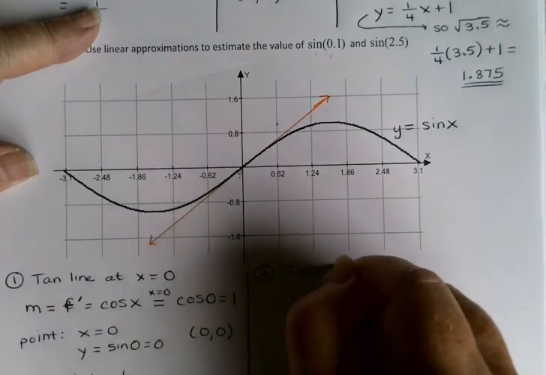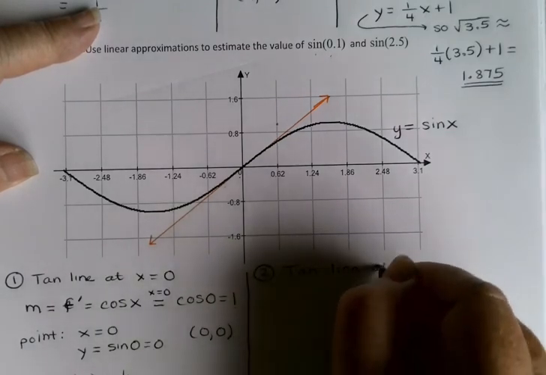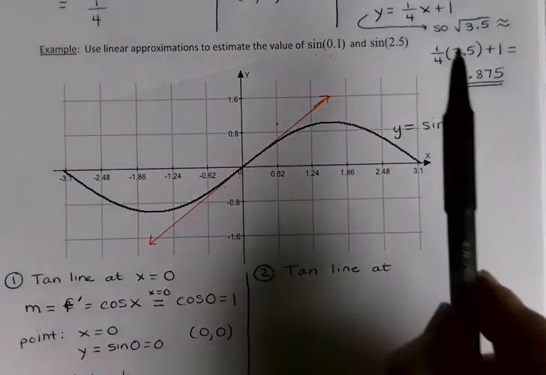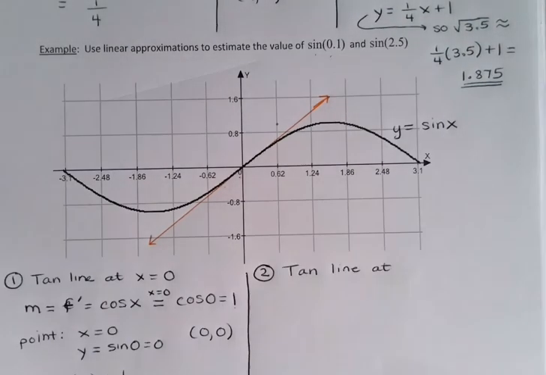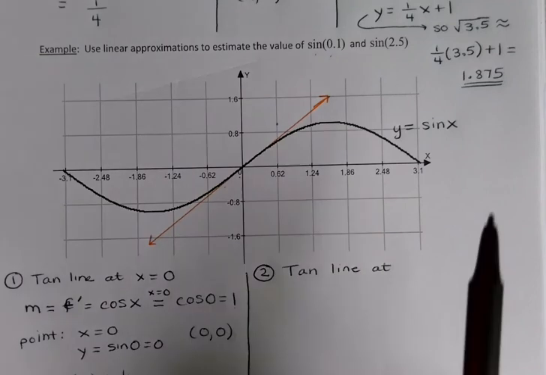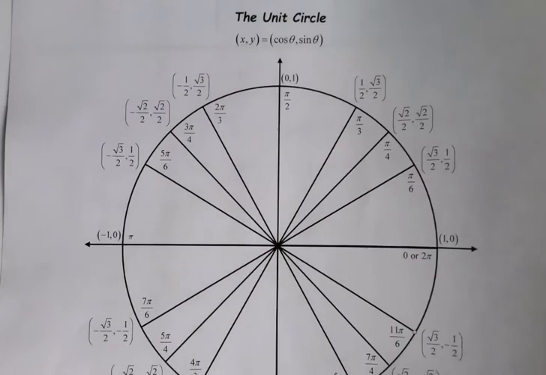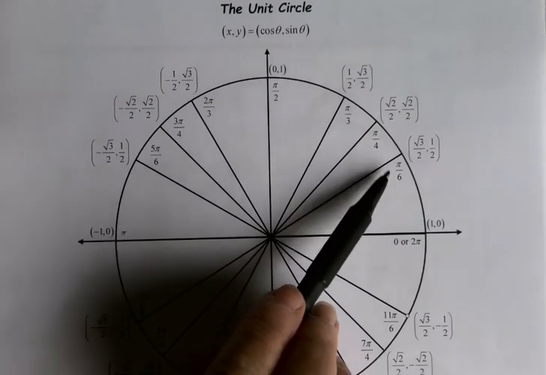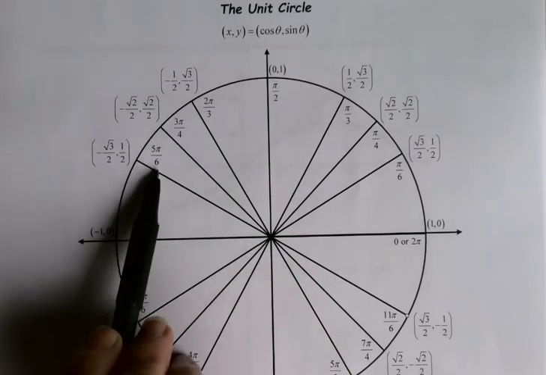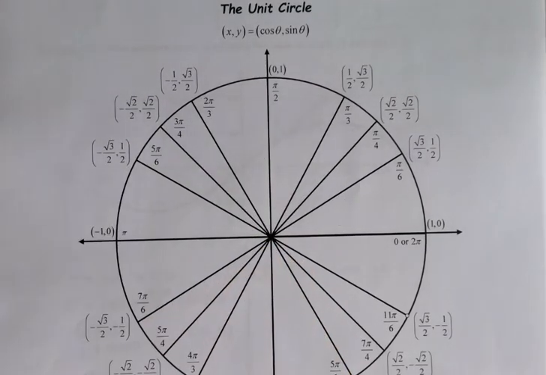So I want a new tangent line. And I'd like to pick something close to 2.5, but something that I know how to plug into my sine function, something that I can do exactly. In order to do that, let's think about the unit circle. It would be great if I'd pick an angle that's equal to one of these, because then I could just read the sine function right off of my unit circle. So let's find one of these angles that's somewhat close to 2.5.